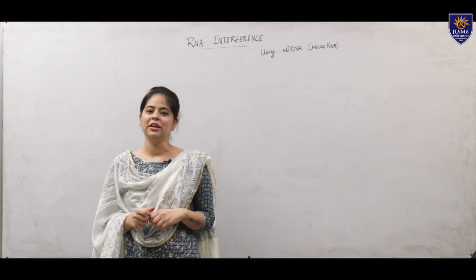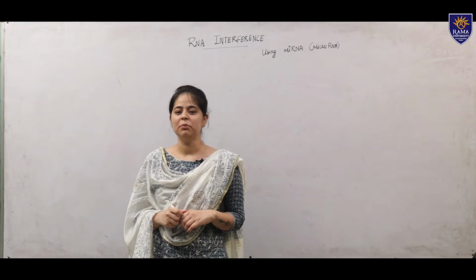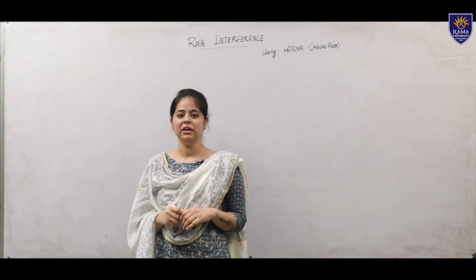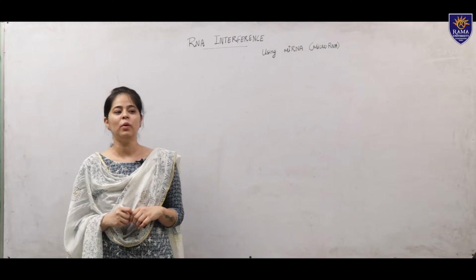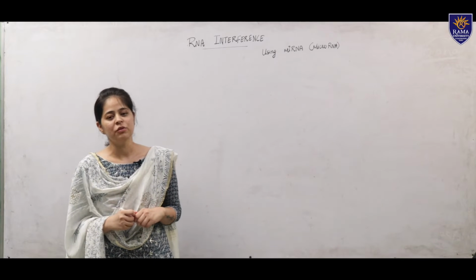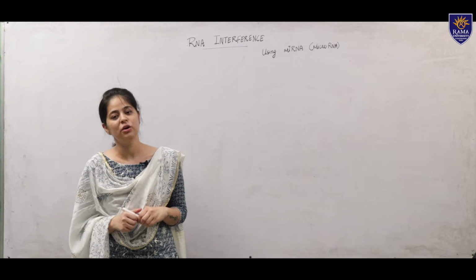This is RNA interference, which is also known as RNA silencing. So, I am talking about RNA silencing or RNA interference. It can happen with the presence of more than one type of RNA. There are many types of RNA present. One such type is miRNA, which is also known as microRNA.